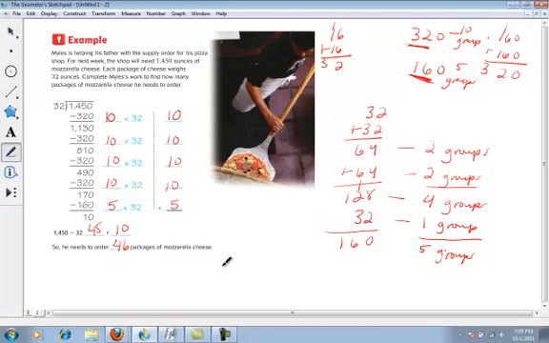Now it's your turn to work on doing some partial quotients on your own. If you need a review, you can always come back and watch this video.